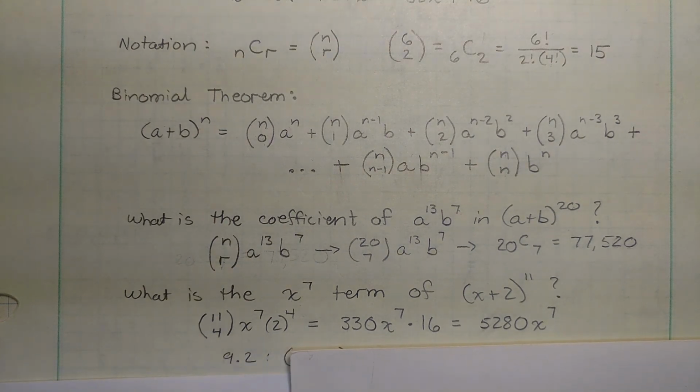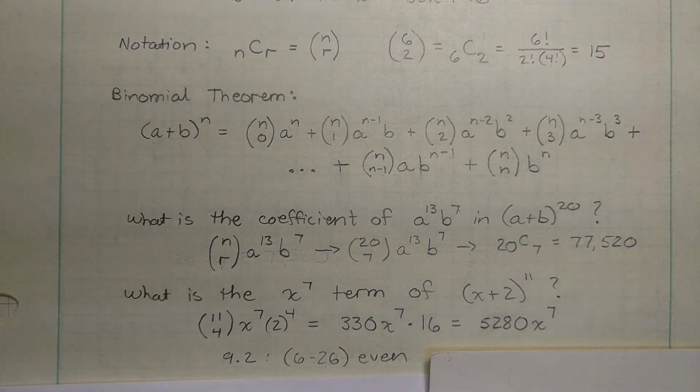All right, 9.2, you will do 6 through 26 even. Okay, and pay attention to when it says to use Pascal's triangle or when it says to use the binomial theorem. Okay, you want to make sure you make that distinction. I hope things go well.